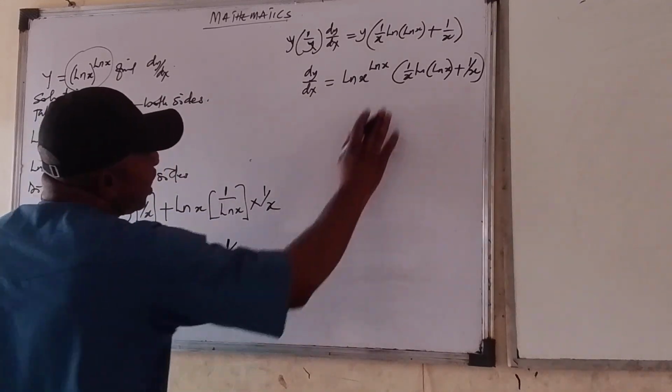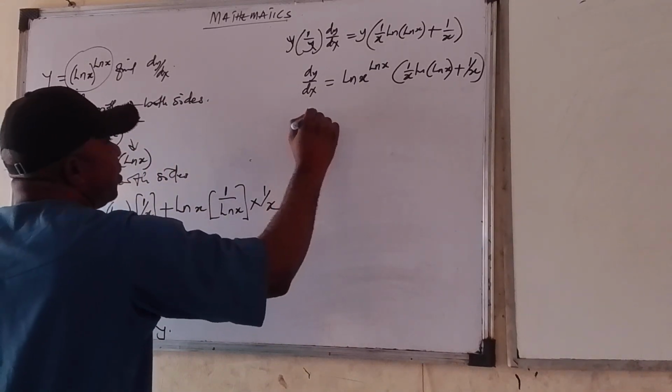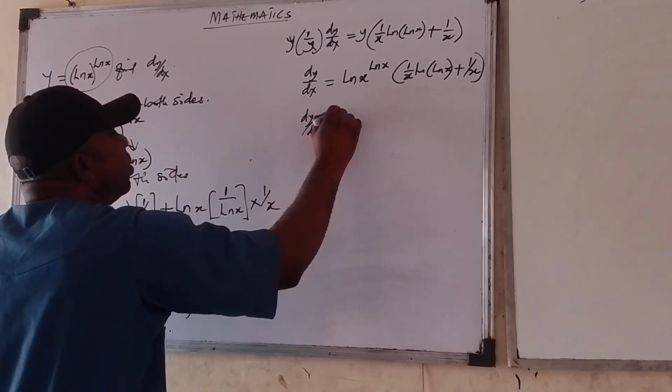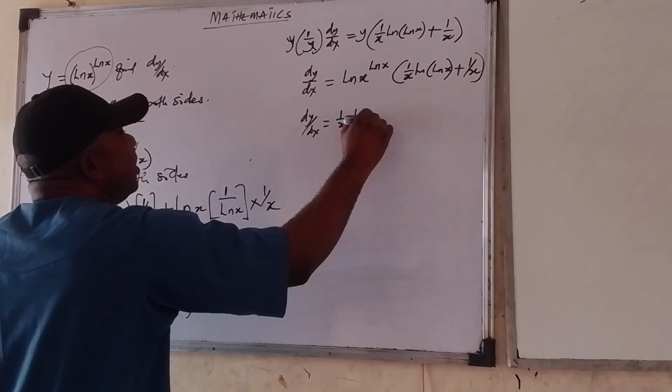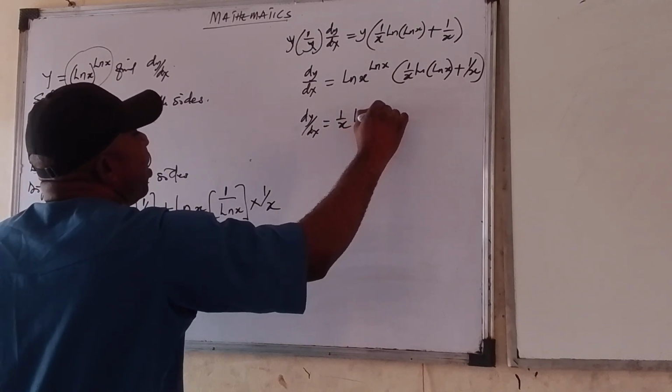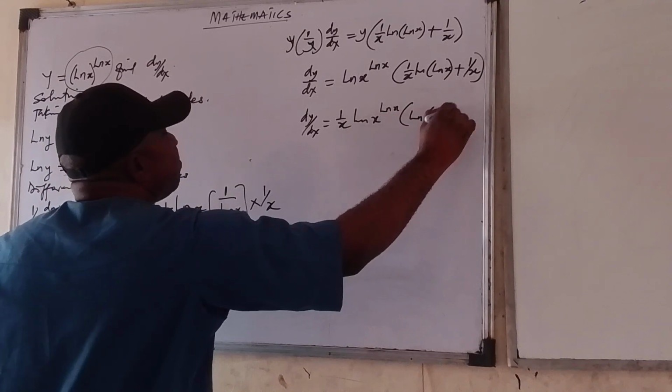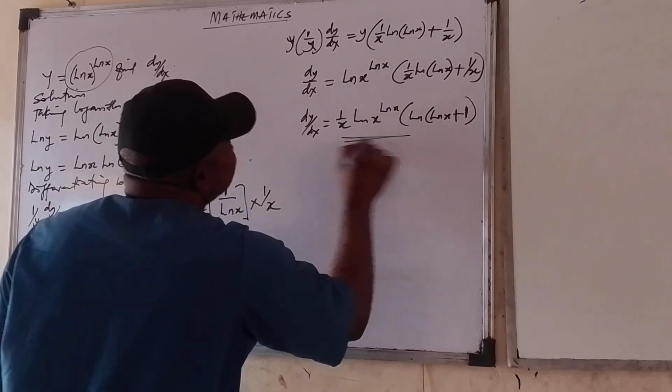Now looking at this, 1 over x is common. So dy over dx will be equal to 1 all over x, ln x raised to the power of ln x in bracket ln x plus 1. So that is dy over dx.